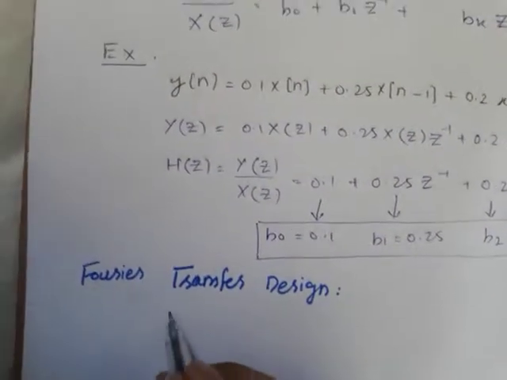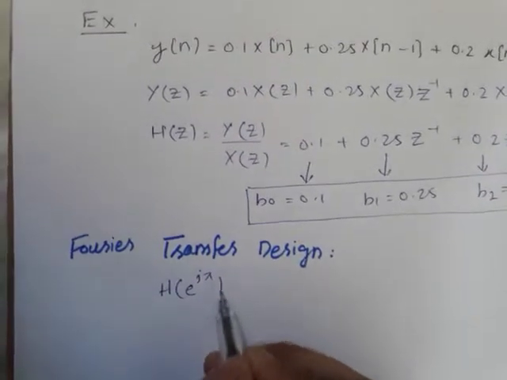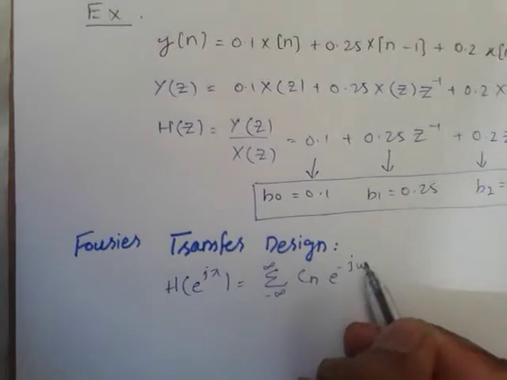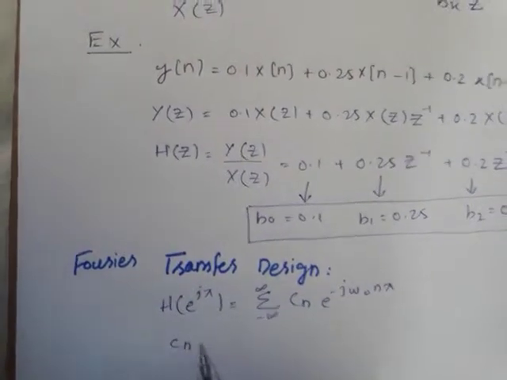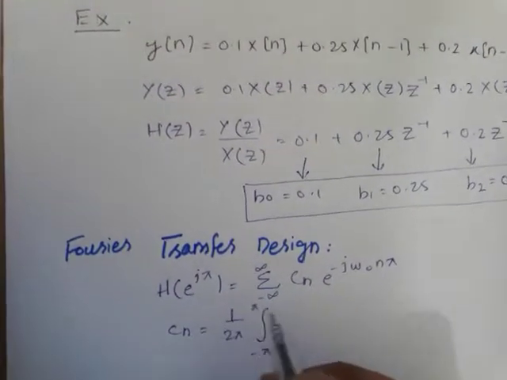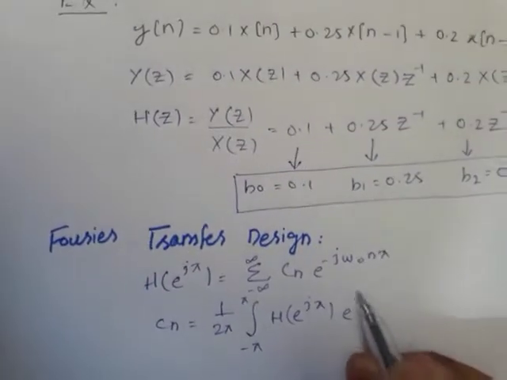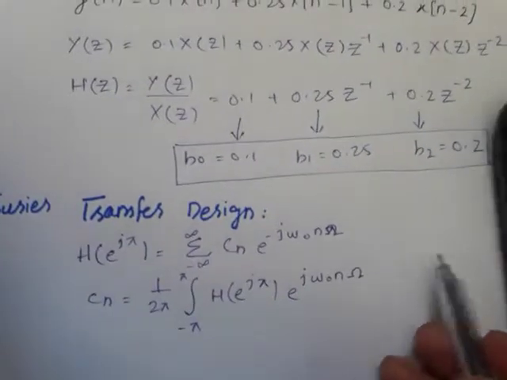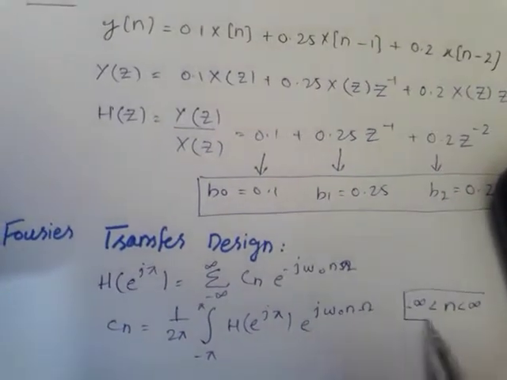Here we have some formulas for Fourier transform design. The first one is H of e power j omega equal to summation from minus infinity to infinity c_n e to the minus j omega naught n, where the formula for c of n equal to 1 by 2 pi integral from minus pi to pi H of e j omega into e j omega naught n d omega, where the value for n is from minus infinity to plus infinity.